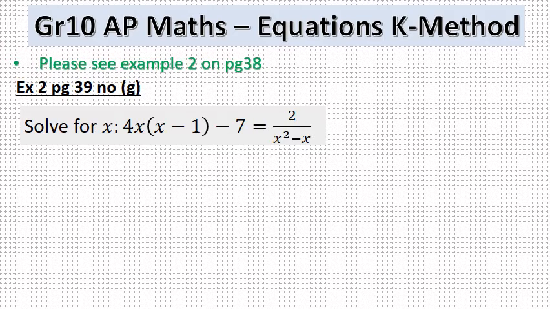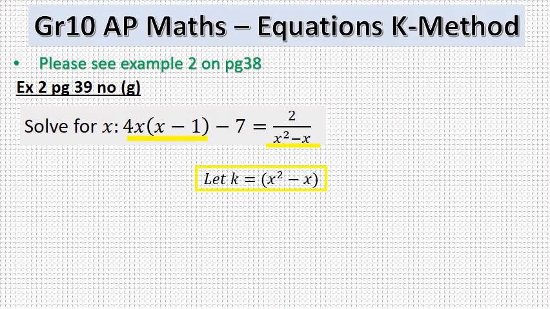Okay, so this one is slightly different. It's still a k-method question, but we don't have a polynomial that's repeating itself. I see a bracket, but in my one bracket there's x minus 1, and then in the denominator there's an x squared minus x. What if we manipulated this question just slightly by distributing that x, not the 4, just the x into the bracket, and then we would see a repetition.